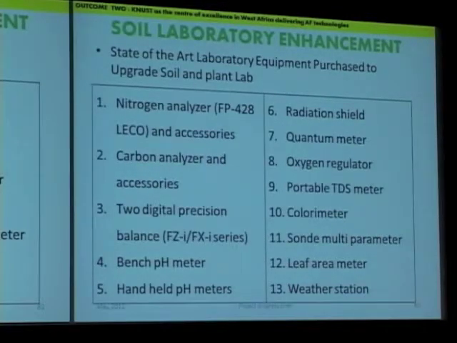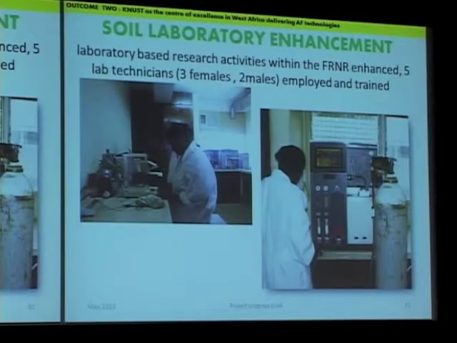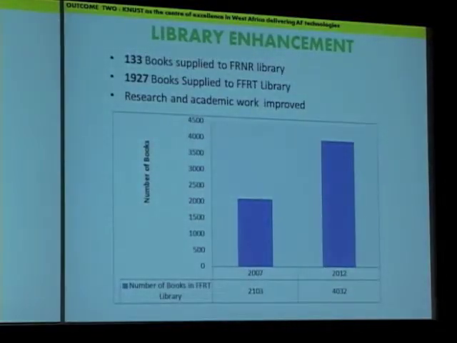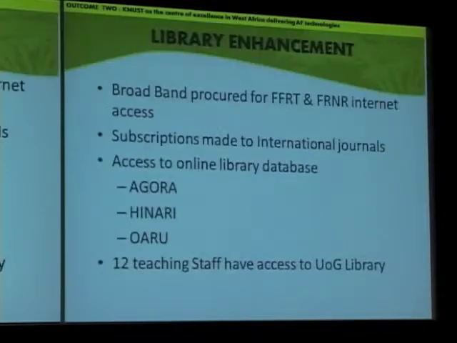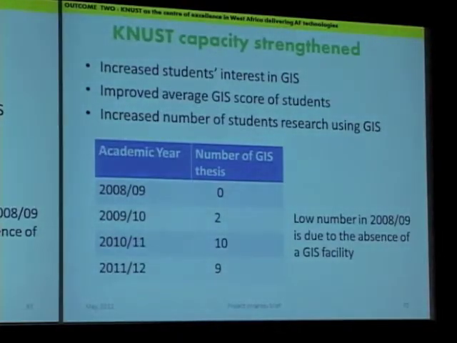These ones that we have have brought a lot of development. Because of that, KNUST has employed 5 technicians, 3 of them females and 2 males. We never used to have this, but we are happy that APERL has projected that one. The library has also been improved. It's also been shown. Almost about 40,000 books have been purchased to enhance teaching and learning in KNUST. These are all library books at FFRT that have been shown.